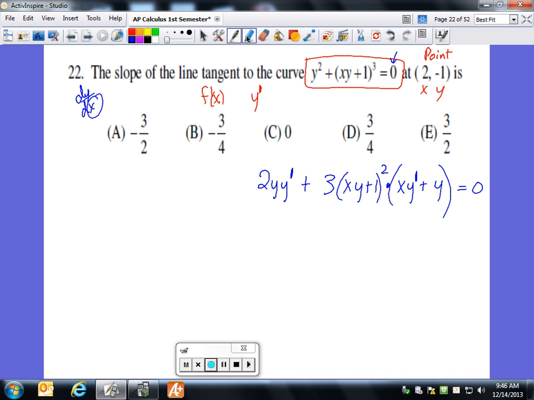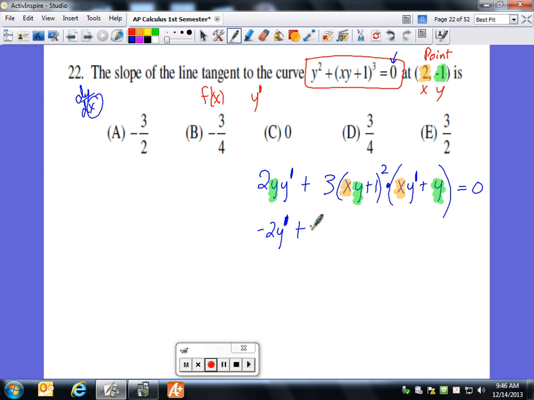So now what do I do with what I have? Well, instead of trying to get y prime by itself, since I have an x and a y, I can put the x everywhere where I see an x. I shouldn't waste time by trying to find y prime all by itself if I have this point. Negative 1 will go everywhere where I have a y, so that I can look at this and say, well, this is going to be a negative 2y prime.